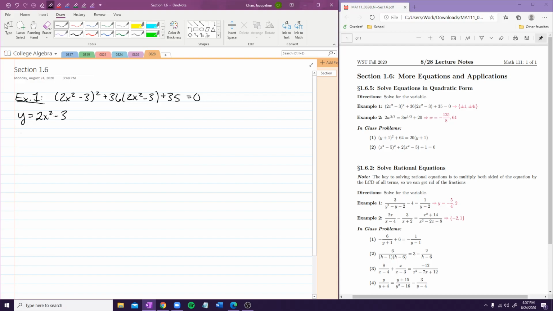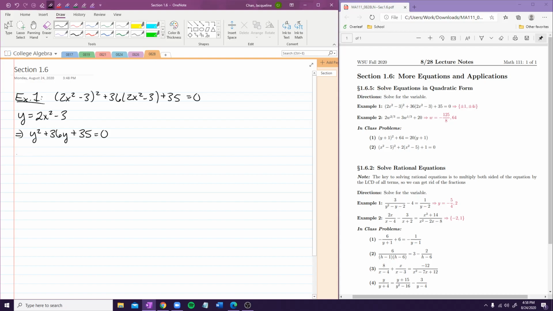The reason I did that is, if I substitute, wherever I see a 2x squared minus 3, I'm going to replace it with a y. And when I do that, I get y squared plus 36y plus 35 equal to 0. If I substituted the y back in, I would be left with (2x squared minus 3) quantity squared and all that stuff. Now this looks more familiar for us. This looks like a quadratic equation.